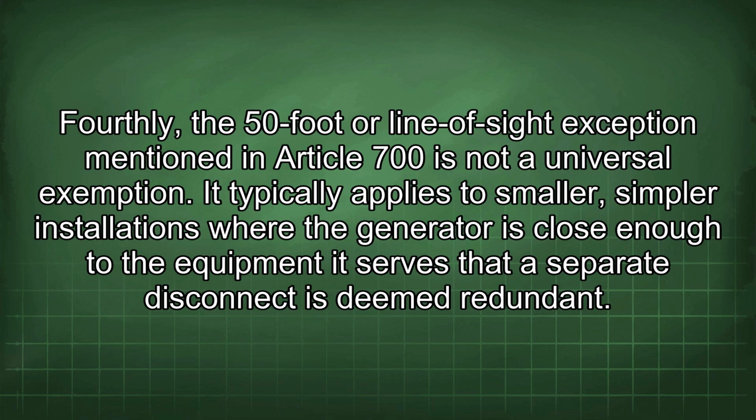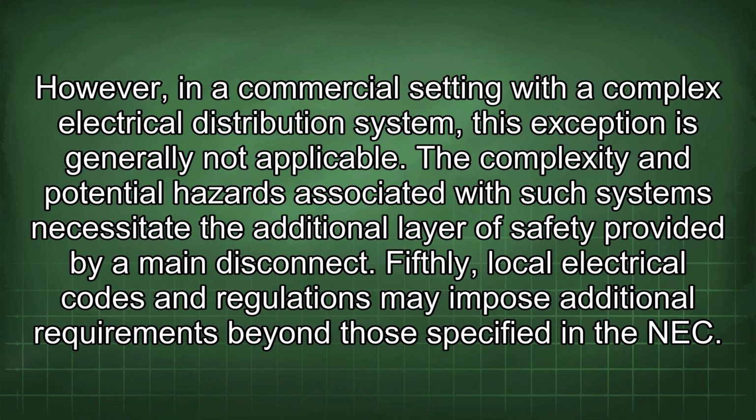It typically applies to smaller, simpler installations where the generator is close enough to the equipment it serves that a separate disconnect is deemed redundant. However, in a commercial setting with a complex electrical distribution system, this exception is generally not applicable. The complexity and potential hazards associated with such systems necessitate the additional layer of safety provided by a main disconnect.